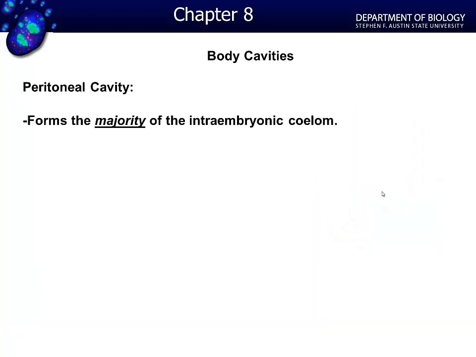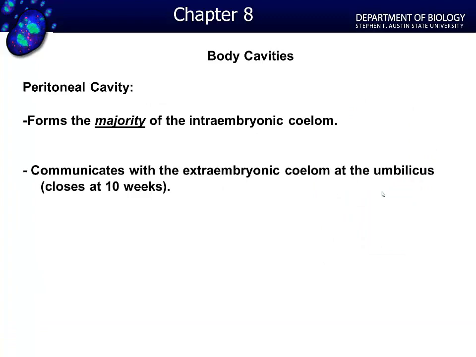Now, the peritoneal cavity is this larger grouping. This is going to be the majority of that horseshoe. If we take away the pericardial and the pericardial-peritoneal canals, the rest of what we have is going to form, eventually, the peritoneal cavity. As we mentioned, at the umbilicus, at the very ends of that horseshoe, we're going to see that communication of the intraembryonic coelom with the extraembryonic coelom, and that's going to occur at about 10 weeks.